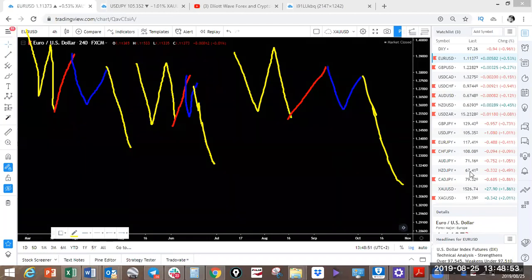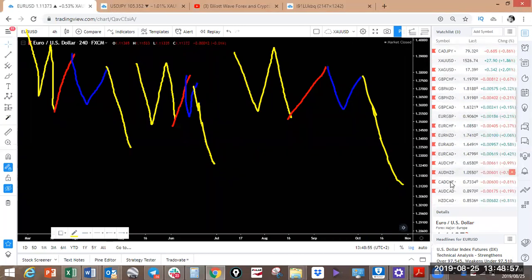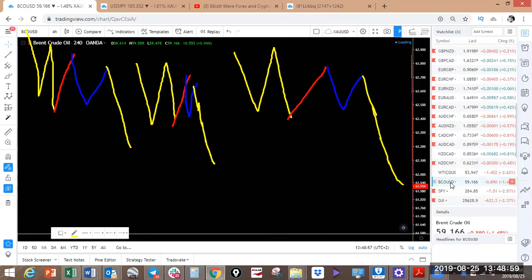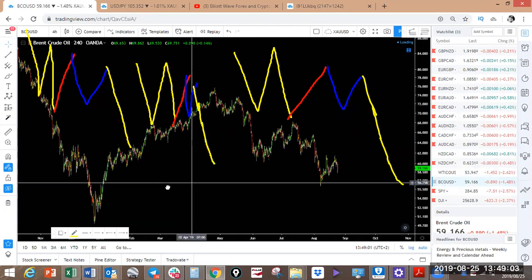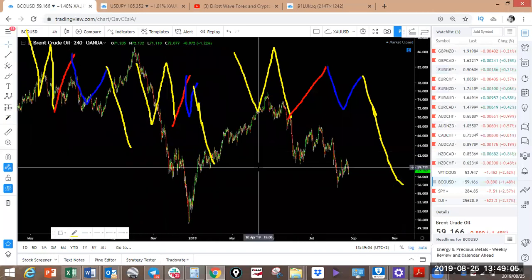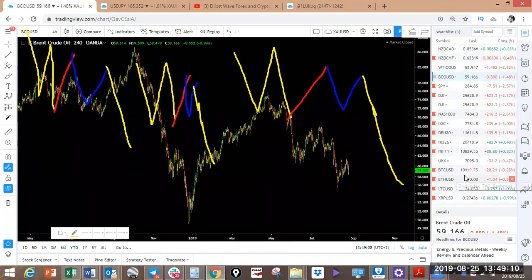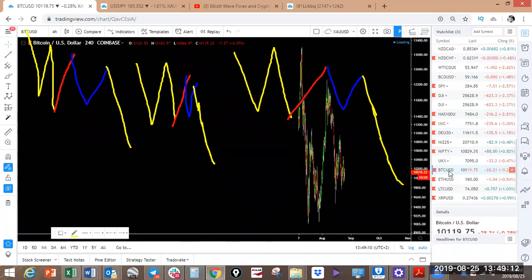Now, let's look at Bitcoin. So this is the structure now, the pair that we're now looking at. I was doing all that so we can look at the Bitcoin structure. I've done this last week, and then we're going to update the structure as it has played out. And this is oil now. I'm looking for Bitcoin. Let's look at Bitcoin.